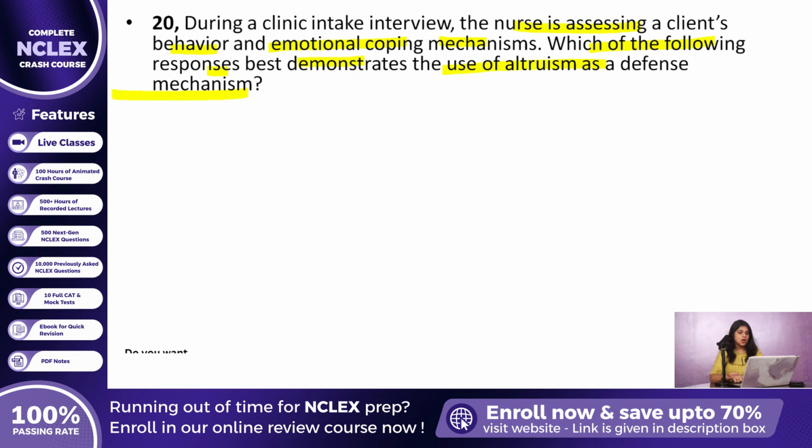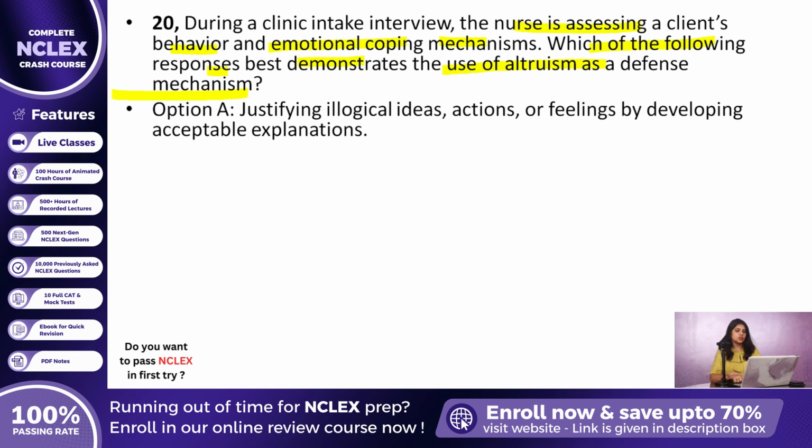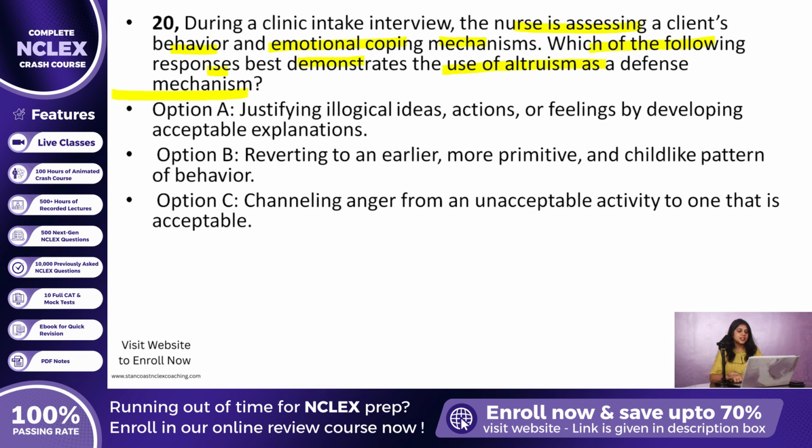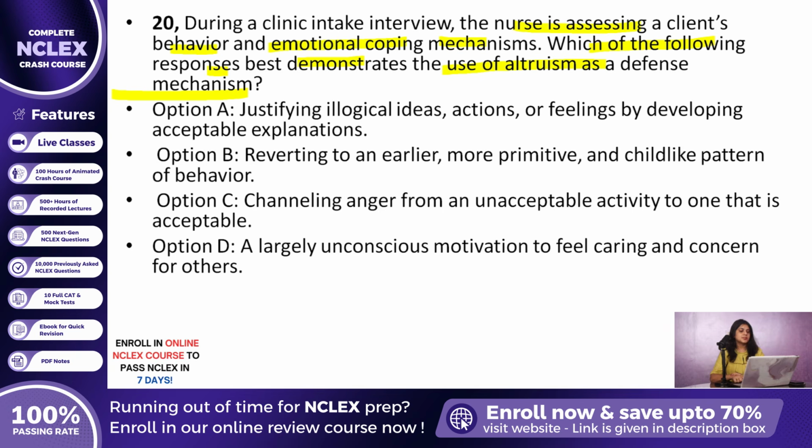Here are the choices. Option A, justifying illogical ideas, actions, or feelings by developing acceptable explanations. Option B, reverting to an earlier, more primitive, and childlike pattern of behavior. Option C, channeling anger from an unacceptable activity to one that is acceptable. Option D, a largely unconscious motivation to feel caring and concern for others. The correct answer is option D, a largely unconscious motivation to feel caring and concern for others.